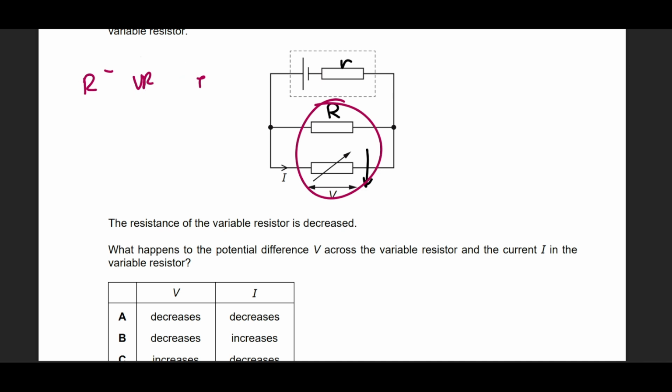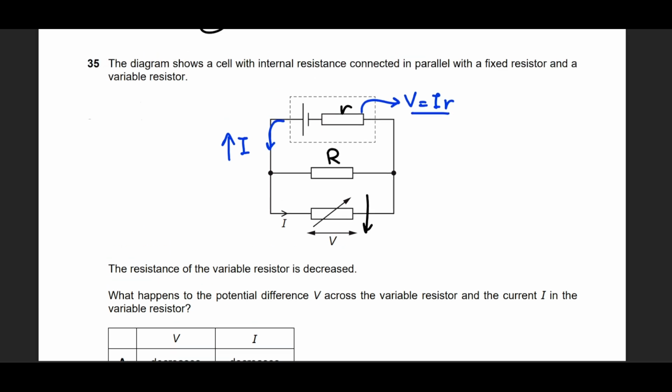Now, if the combination's resistance decreases, we understand that if the battery experiences lesser resistance, the current through the battery will increase. There will be higher current from the battery. Okay, very simple. So when the current increases, the lost volts inside the battery as V equals IR, since you have increased the current, the voltage lost inside the battery will also increase. So the lost volts increase, and the terminal potential difference, which is available outside the battery, after compensating or balancing out the internal resistance, will now decrease.